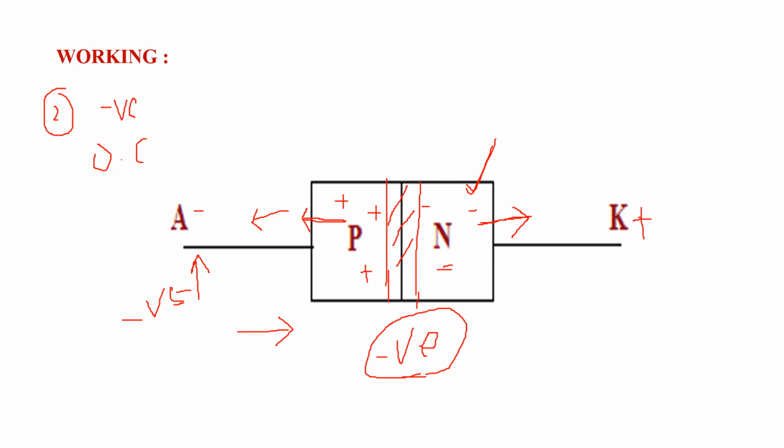That is, in the first case we apply the positive voltage, so it comes into forward bias and acts as a short circuit. In the second case we apply the negative voltage. It comes into reverse bias and acts as an open circuit. Now, by using this analysis we are going to draw the characteristics of the diode.